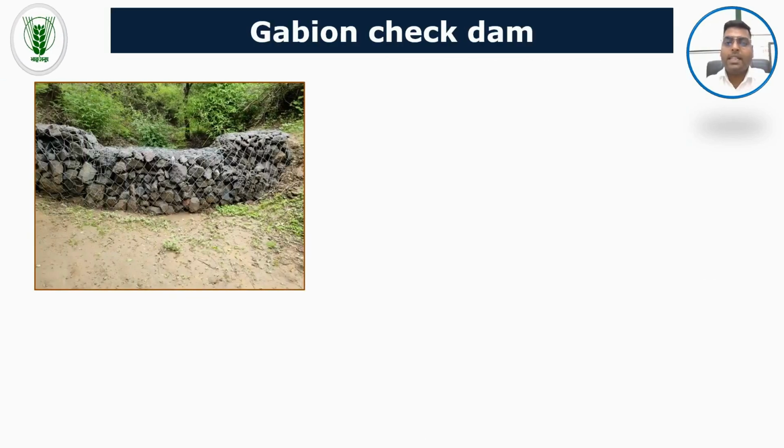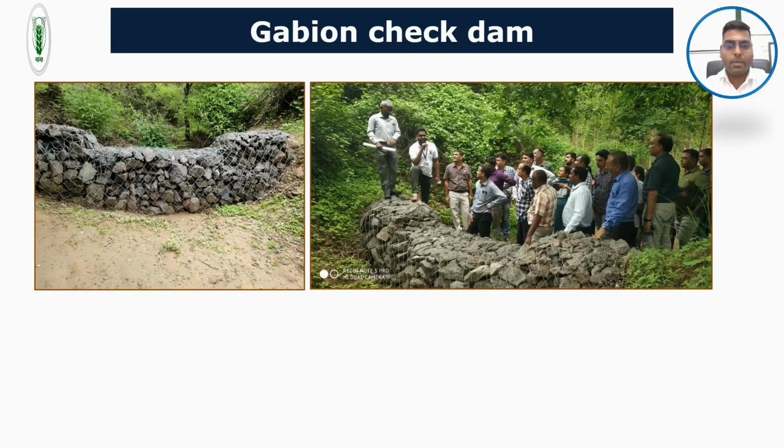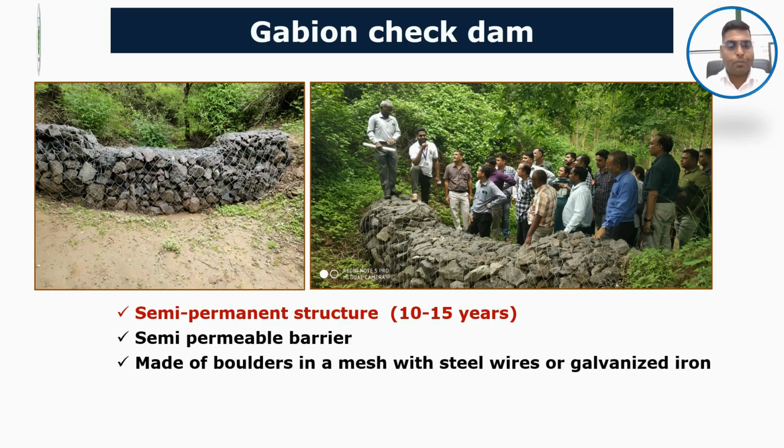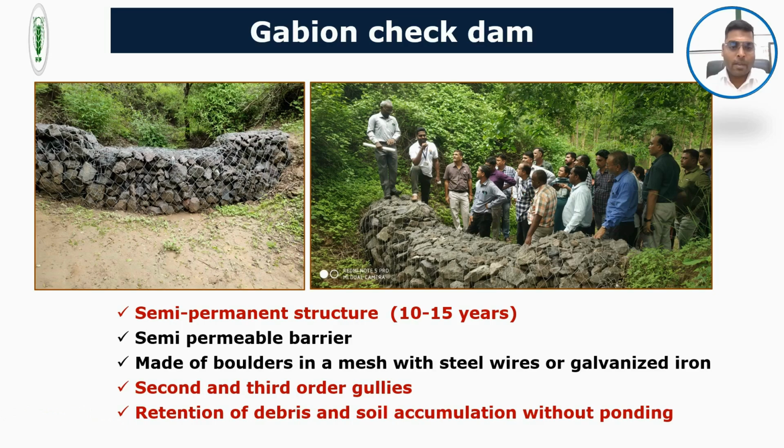The next one is Gabion check dam. Gabion check dam is a semi-permanent structure. Its lifespan is 10 to 15 years and it is semi-permeable in nature. It is made of boulders in a mesh with steel wires or galvanized iron. It is used in second and third order gullies. It retains the debris and soil without ponding of the water.